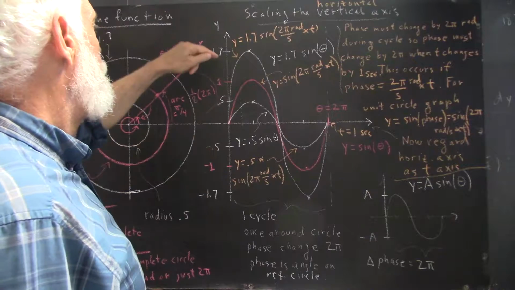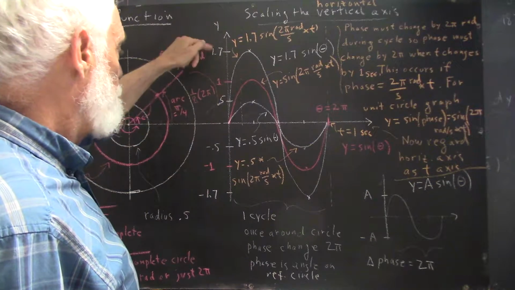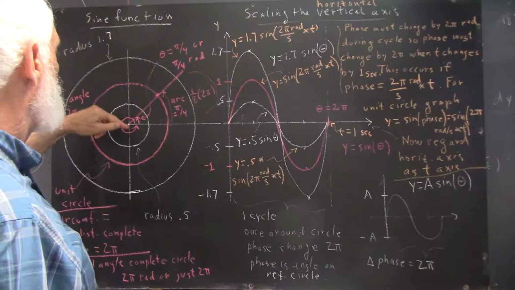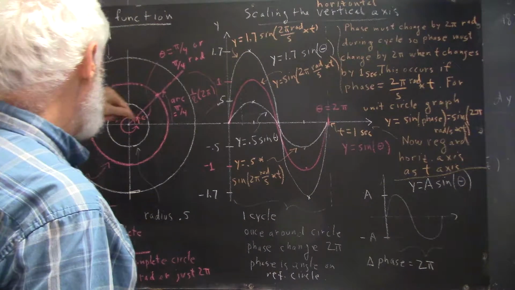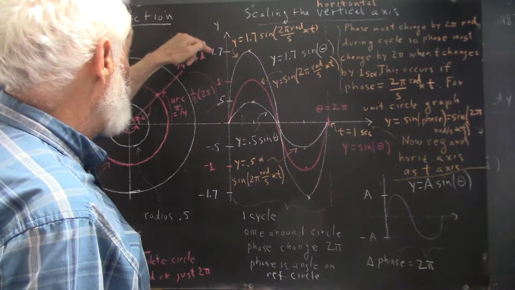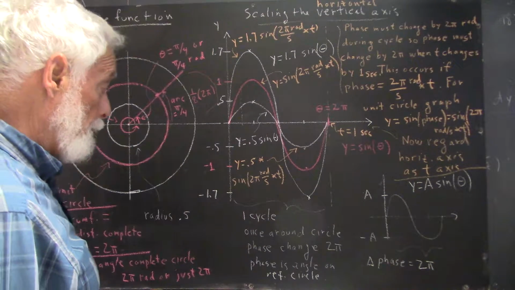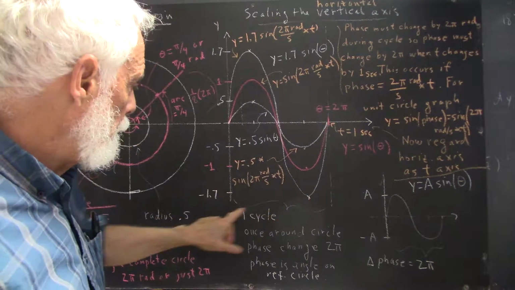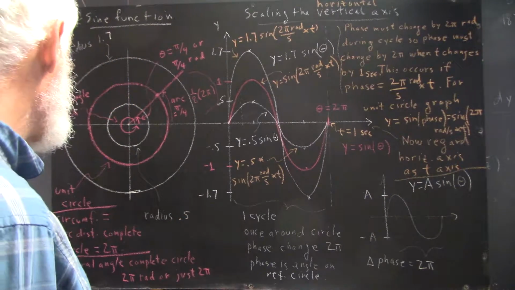So that now this graph has an amplitude of 1.7. The high point is equal to the radius of this circle. The y-coordinate of the high point is equal to the radius of the circle, 1.7. And, of course, the low point is at negative 1.7.